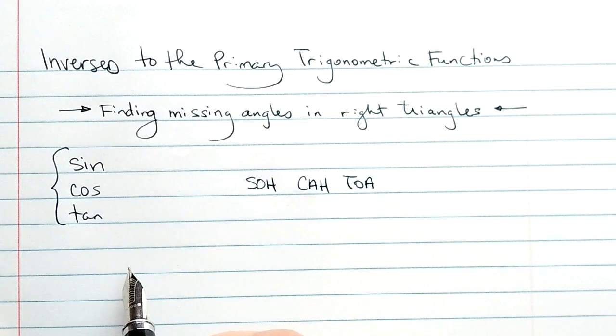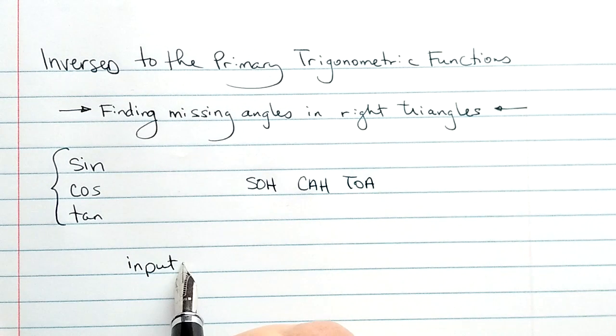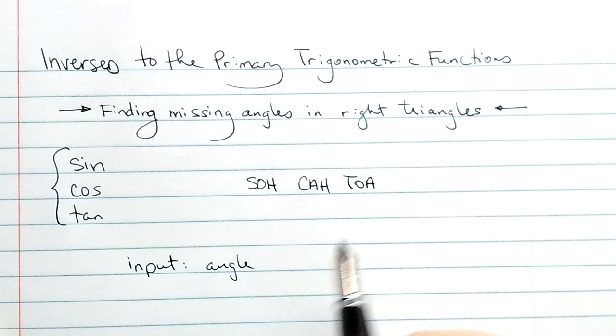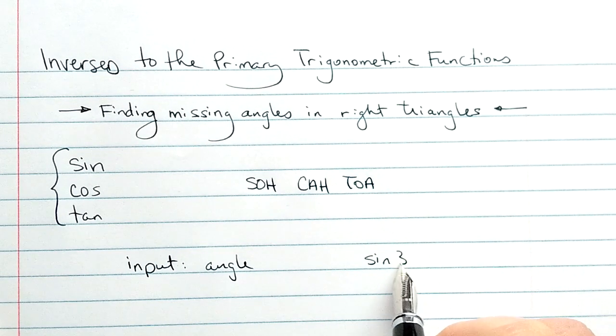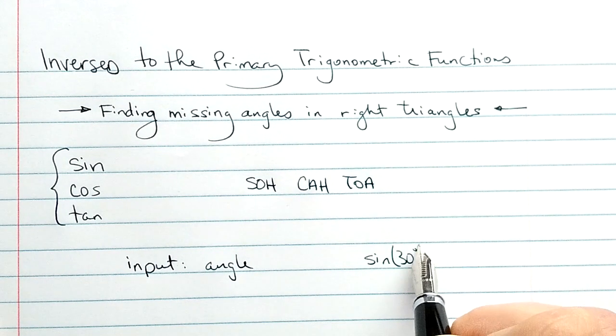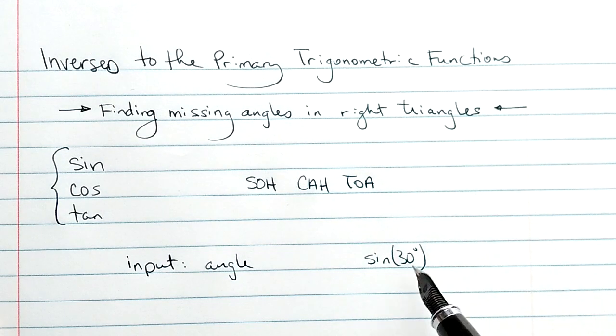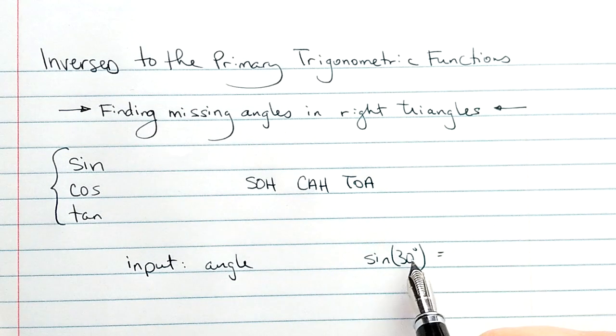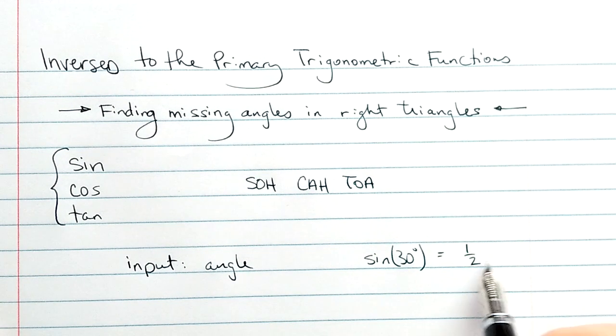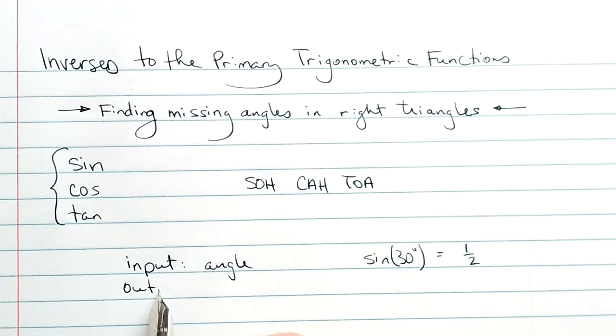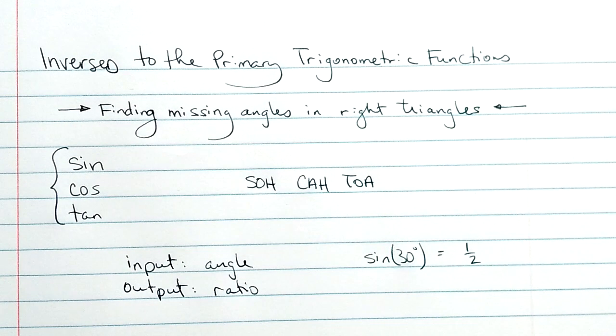And you'll notice for each of these, the input is an angle. For example, we find sine of 30 degrees. And you can put that in brackets if you want. That's the input, and then the output is a ratio. Sine of 30 is 1/2 or 0.5. That's just a number. So the output is a ratio, or you can just think of it as a number.